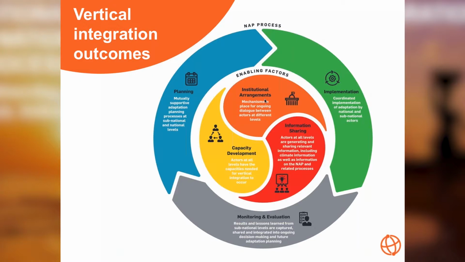In the center of the circle, we have the enabling factors for the NAP process, which must be in place for everything else to happen. Institutional arrangements are critical to facilitate ongoing dialogue between actors at different levels. Information sharing, including both climate information and information on the NAP process itself, enables coordination and informed decision-making. Capacity development ensures that actors at all levels have the capacities they need for vertical integration to occur. In the case of national stakeholders, this must include capacity to engage subnational stakeholders in inclusive, participatory, and gender-responsive processes, in addition to the technical capacities related to adaptation.